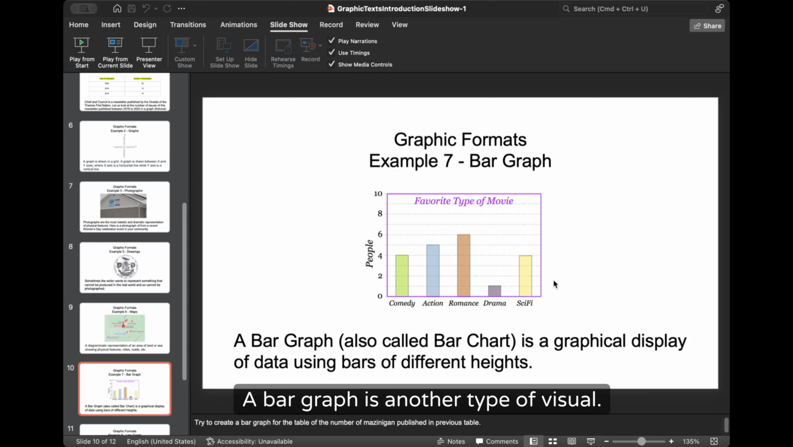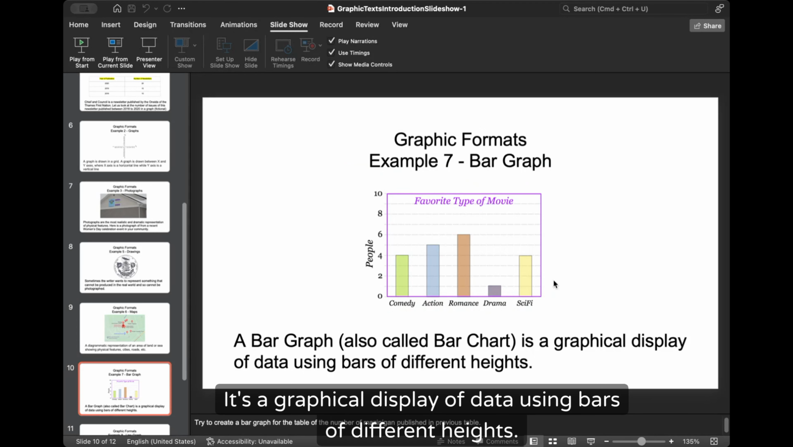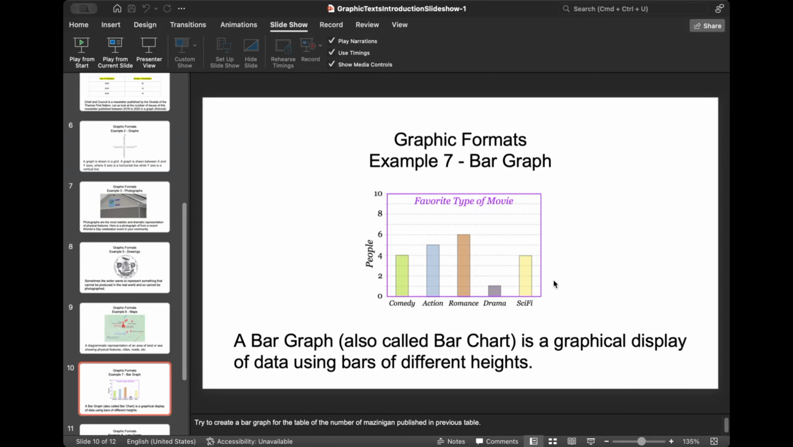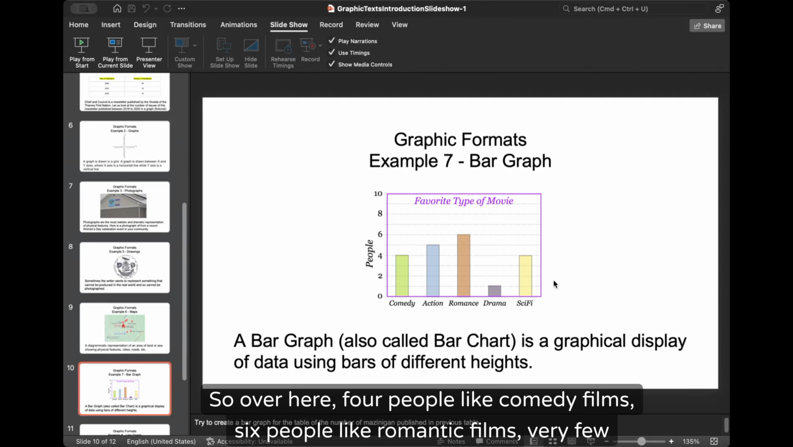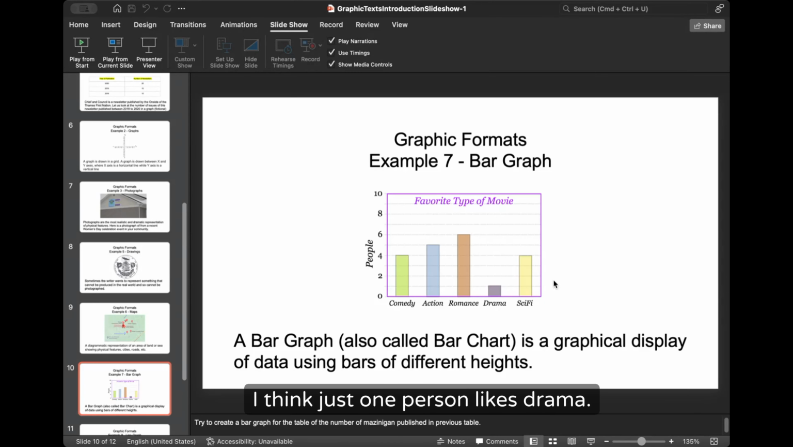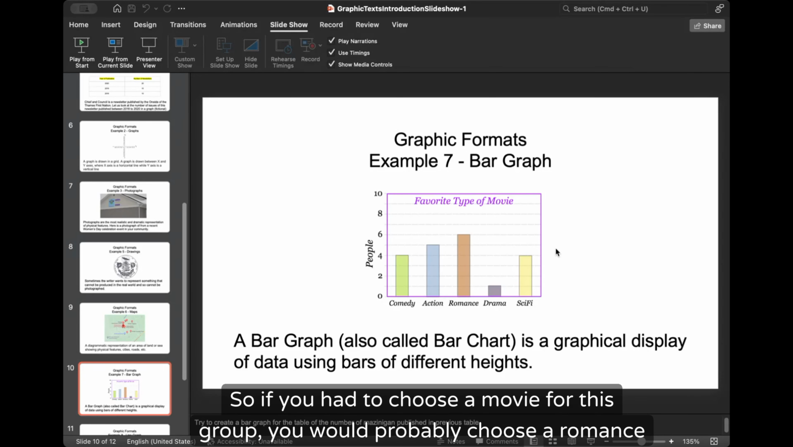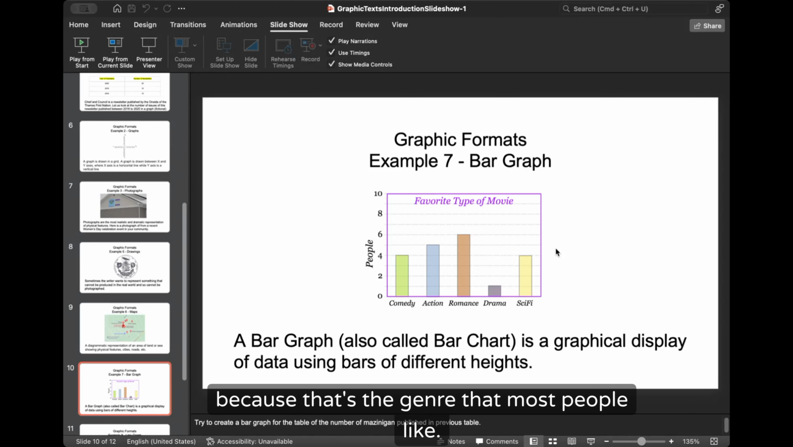A bar graph is another type of visual. It's a graphical display of data using bars of different heights. This graph over here shows you the favorite type of movie for different people. Over here, 4 people like comedy films, 6 people like romantic films, very few people, I think just one person likes drama. So if you had to choose a movie for this group, you would probably choose a romance because that's the genre that most people like.